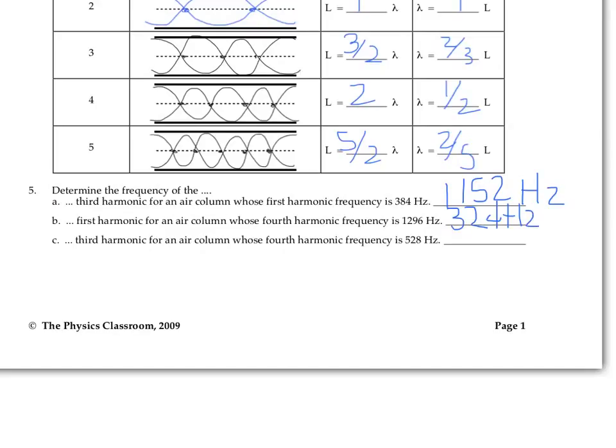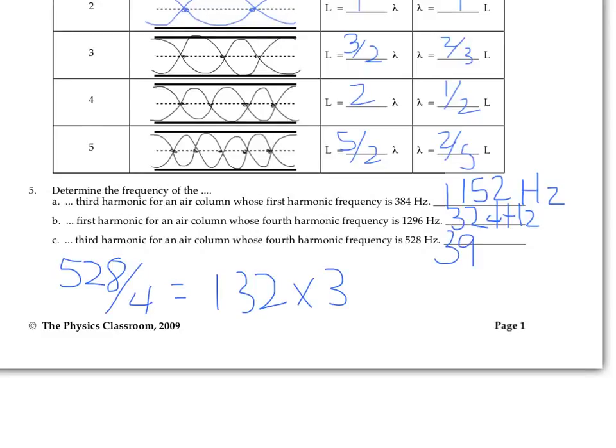Letter C is just slightly more complicated. You've got a fourth harmonic frequency of 528, and you're trying to figure out what the third is. Maybe the easiest way to think about this is to take your fourth harmonic frequency of 528 hertz and divide that by 4 just to get back to your fundamental or first harmonic, which works out to 132 in this case. And then you can just multiply that by 3 to figure out what your third harmonic would be, in this case 396 hertz.